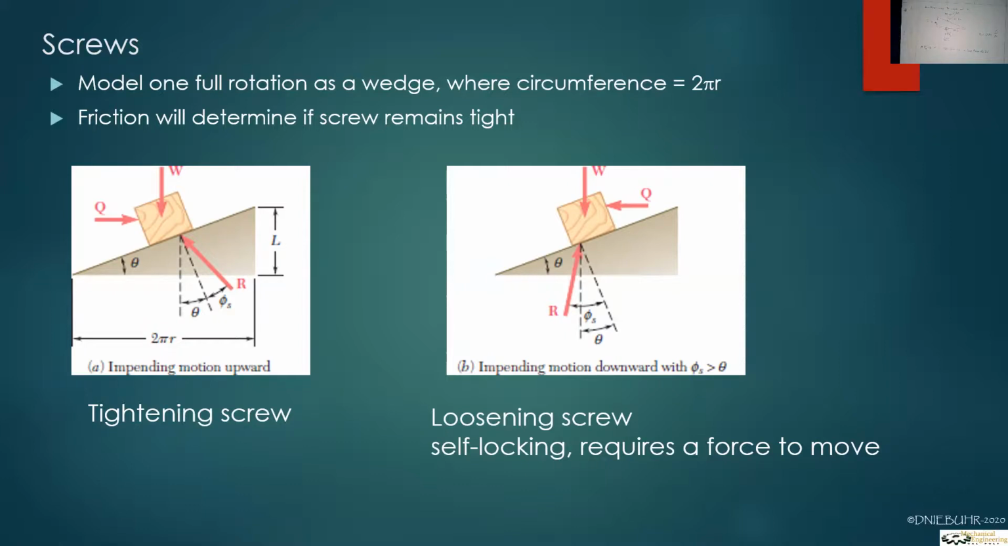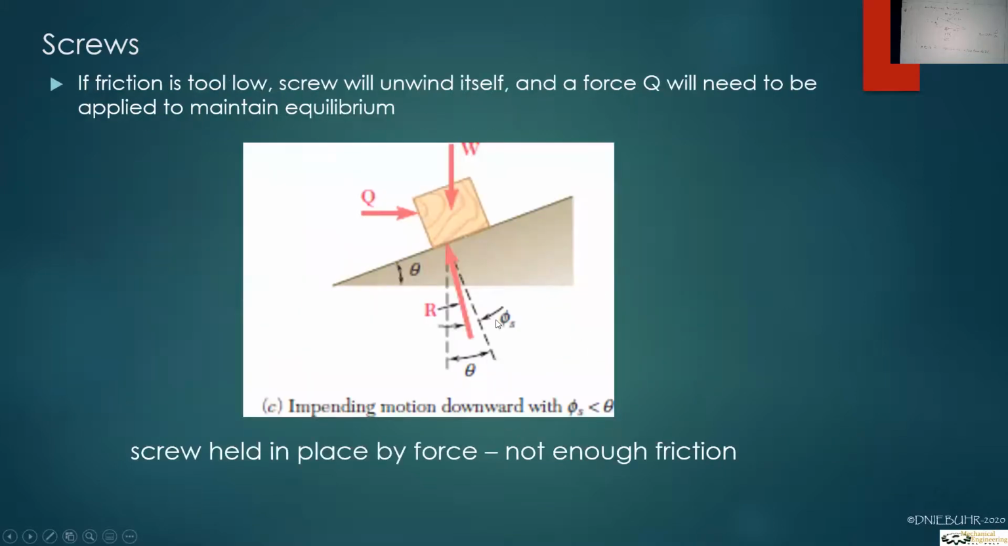Now, if you're loosening the screw and the friction angle is not great enough to exceed theta, so if the friction angle is less than theta, it's not enough, which means the screw won't hold itself in place. It'll basically self-unwind. This could happen if you lubricate the screw.